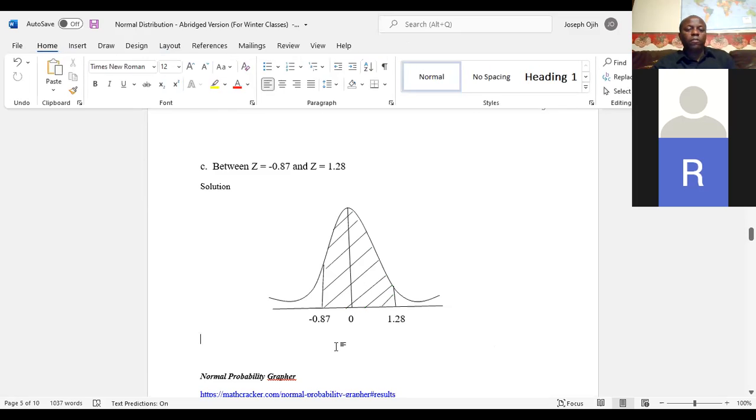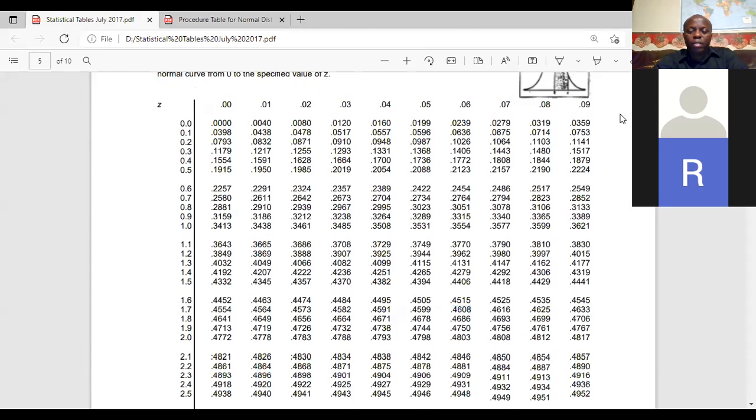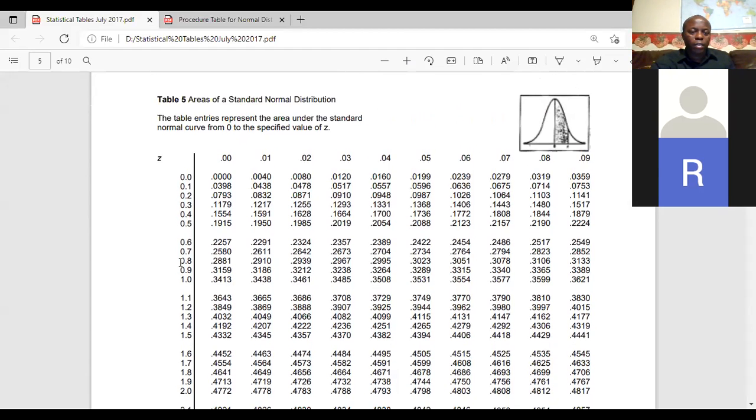So when it's like this, all you have to do is find the areas and add them. The required area here becomes: find these two. 0.87, negative 0.87, I go to the table. This is symmetric, so don't worry about the negative. Negative is just to show you that it's on the left side, that's all. So 0.8, you go under 7. I see 7 right there, and it's 0.3078.